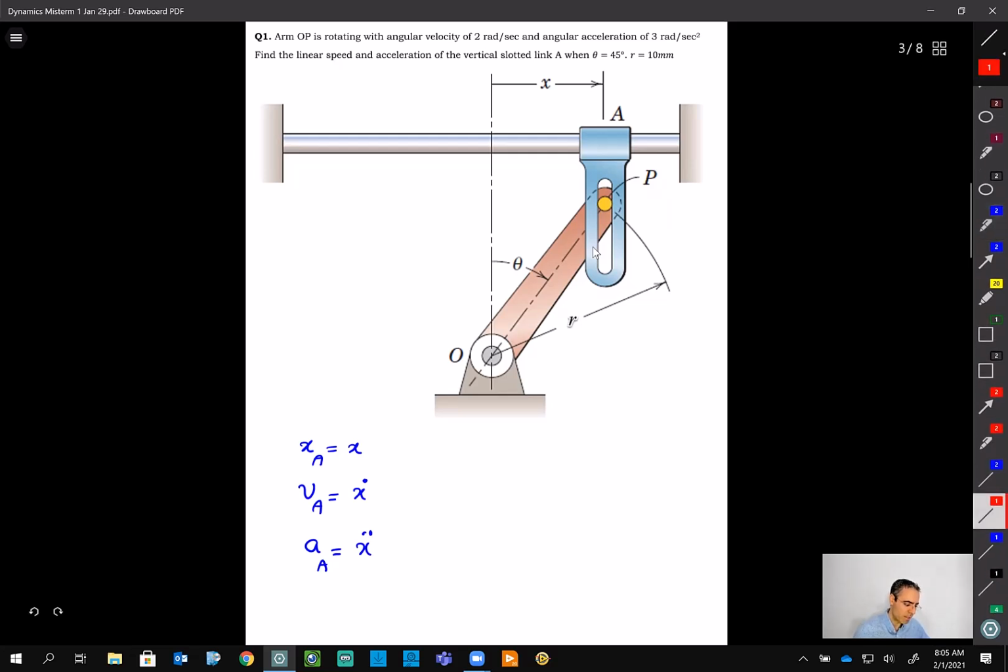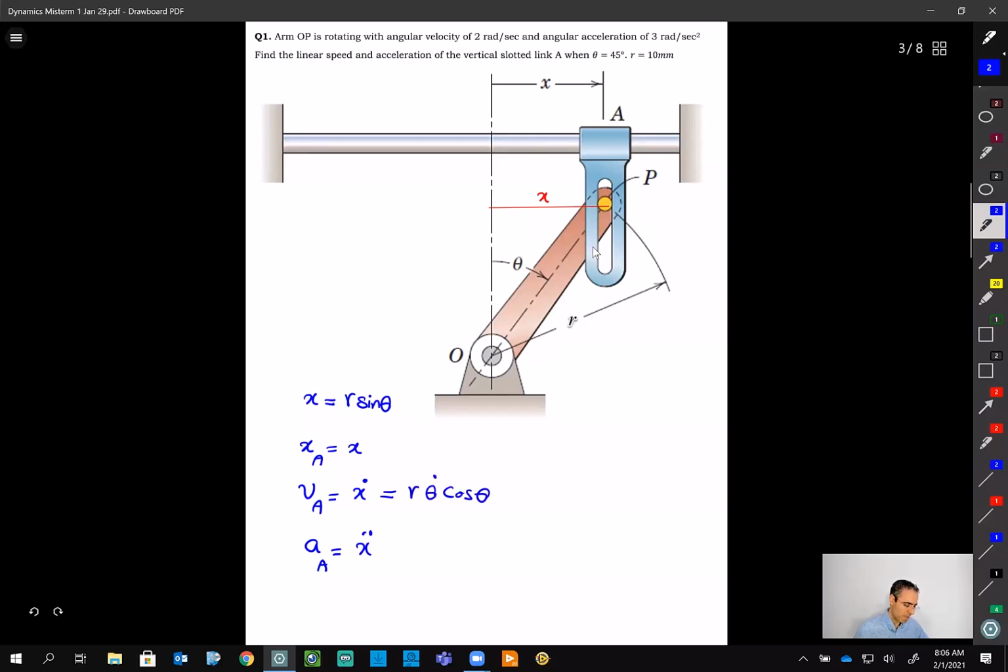Now, the key here is to find the relation between this x and theta. And this is something that, again, most of you got right. It's easy. You have a triangle, and you know how x and theta are related, right? Since R is constant, simply x is equal to R sine theta. And if you know this, then the rest is just taking derivatives, which I'm sure most of you know how to do.